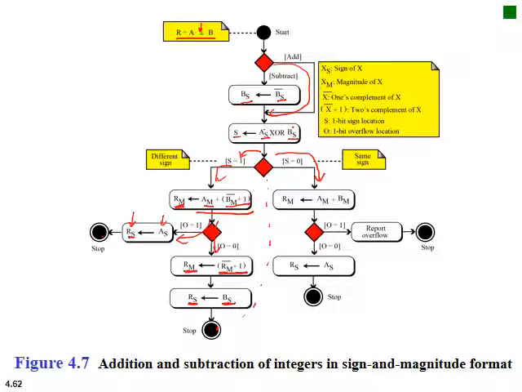If we got to this stage where we did the XOR between the signs of A and B, and the result of that was 0, then we simply do an addition of the magnitude of A and the magnitude of B, and that becomes our result's magnitude.